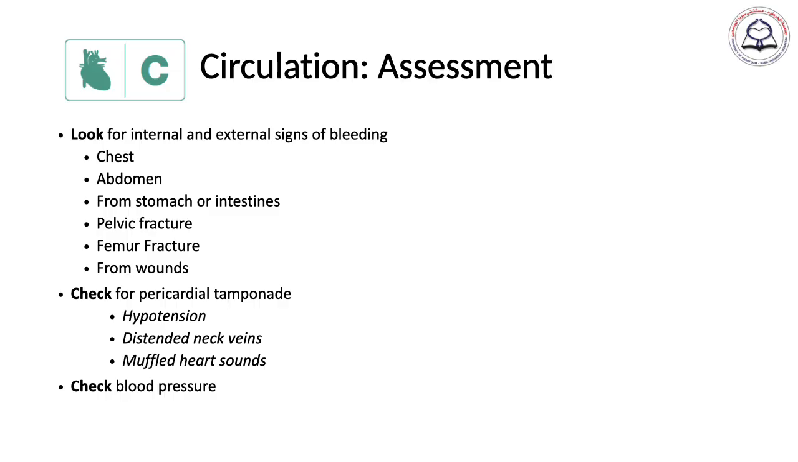Look for internal and external signs of bleeding. Bleeding could be in the chest, abdomen, pelvis due to femur fracture, GI bleeding in the stomach and intestine, and also external bleeding from any wound or trauma. Patient can present with shock due to pericardial tamponade. They can have hypotension, distended neck veins, and muffled heart sound. Don't forget to check the blood pressure.